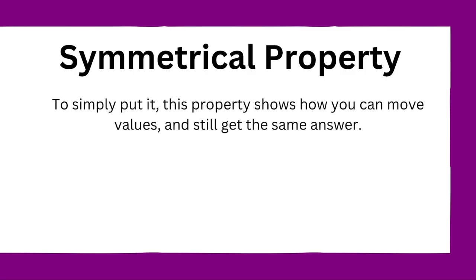So starting off, it is important that we know what symmetrical property is. To put it simply, symmetrical property is where we can look at the equation from either side of the equal sign and simply swap their places. It wouldn't cause a change in our equation, and the equation is still true at the end of the day. This is essentially what the symmetrical property shows. It shows how you can move around your equation and still get the same thing.